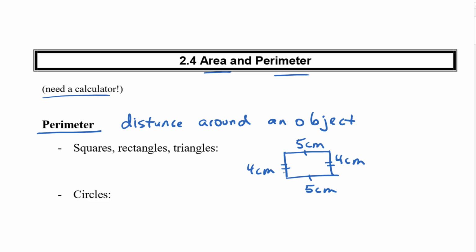So how do we find the perimeter for shapes like that? Well, we would add up all the sides. So it would be 5 plus 4 plus 5 plus 4. And if I got my math right, I think that would be 18, and I would put centimeters.